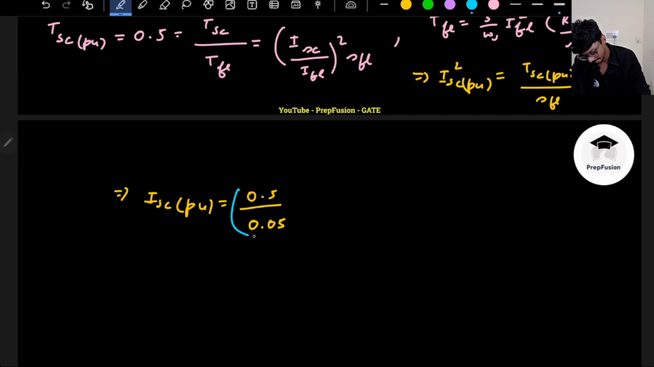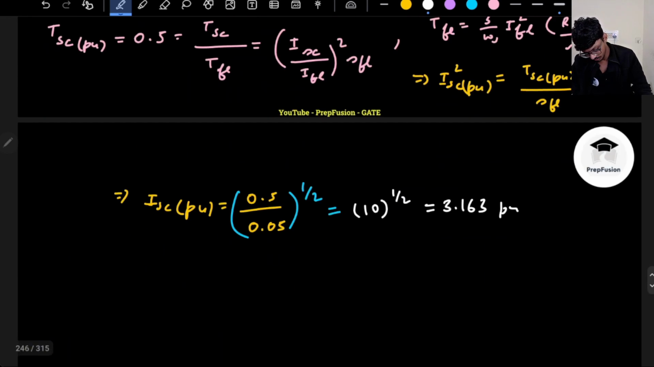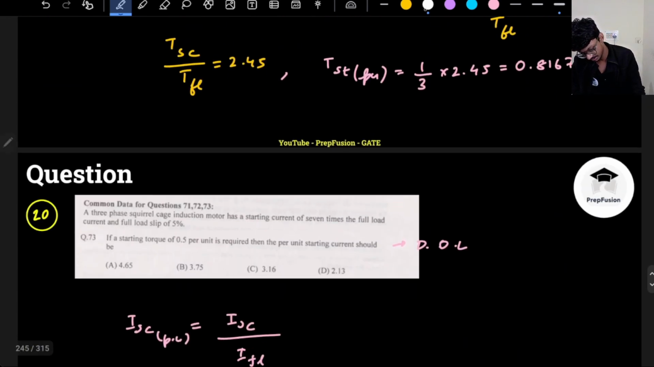Whole under root 10, so it will be equal to 3.163 pu. So this will be the answer for the third part. 3.163 is present in option C, so option C will be the correct answer for this particular question.